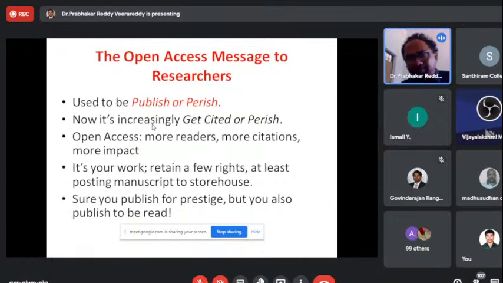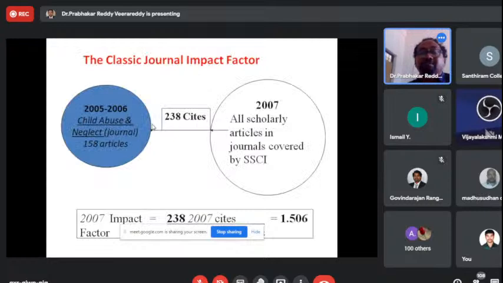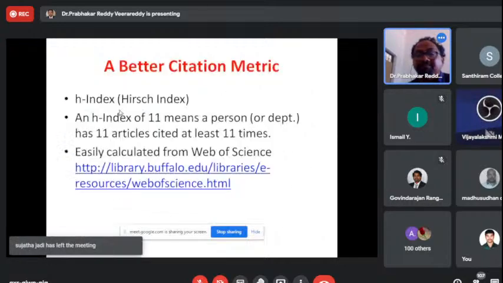We used to say publish or perish. Now it is increasingly get cited or perish. Open access: it's your work, so retain a few rights, at least posting manuscripts to a repository. Sure, you publish for prestige, but you also publish to be read. So they are showing how they calculate the impact factor, 1.5. They gave one journal, and it is 1.5. A better citation metric is the H index.